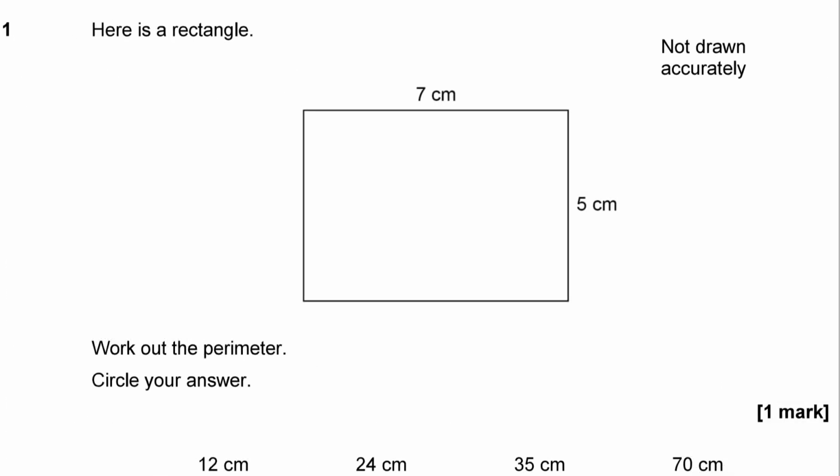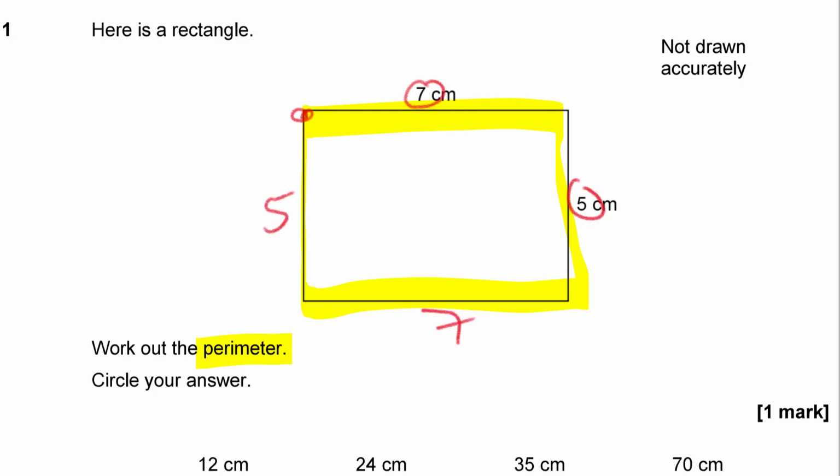Question 1, here is a rectangle. Work out the perimeter. Now, perimeter is if you imagine you're starting in one corner of your shape and then you walk the entire distance around the edge, that is going to be your perimeter, isn't it? So in this case, it's going to be 7 plus 5 plus 7 plus 5. So my perimeter is those all added together. 7 plus 5 plus 7 plus 5 is 24, isn't it? So it's that one there.